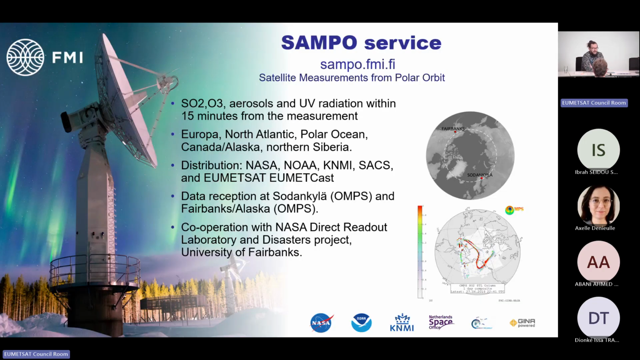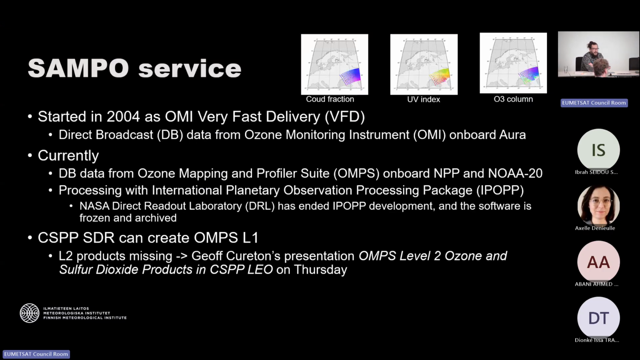Okay, then we have the SANSA service, which is providing different kinds of atmospheric compositions. We are getting the observations from two sides of the pole, and it's a real-time, almost real-time product and service we are doing. And the SANSA service also relies on CSPP, and we started it with the OMI instrument and called it the very fast delivery, but then changed it to the SANSA service.